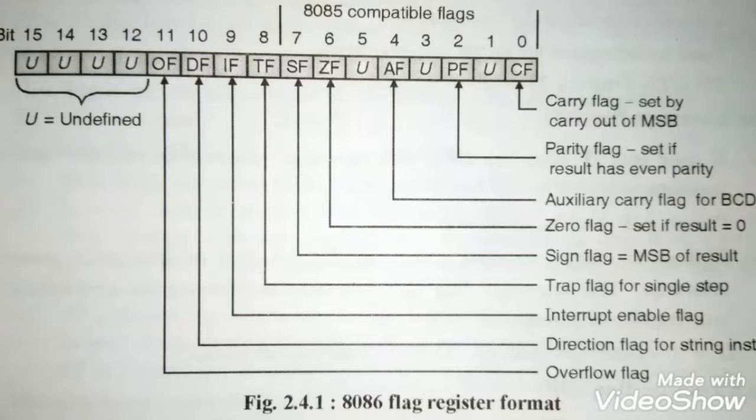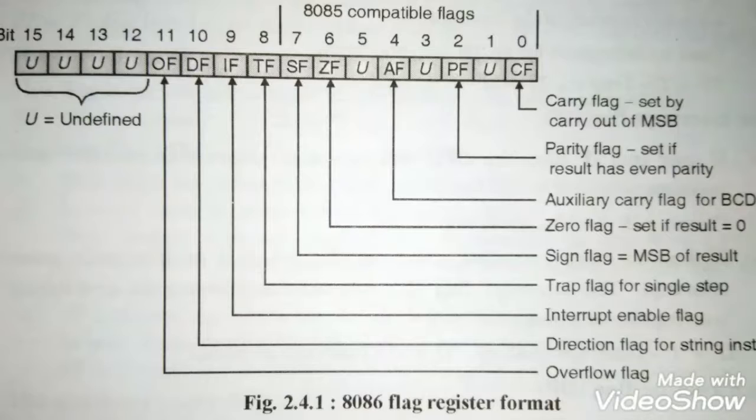Interrupt flag. It is an interrupt enable or disable flag. If it is set, maskable interrupt of 8086 is enabled, and if it is reset, the interrupt is disabled. It can be set by executing instruction STI and can be cleared by executing CLI instruction.